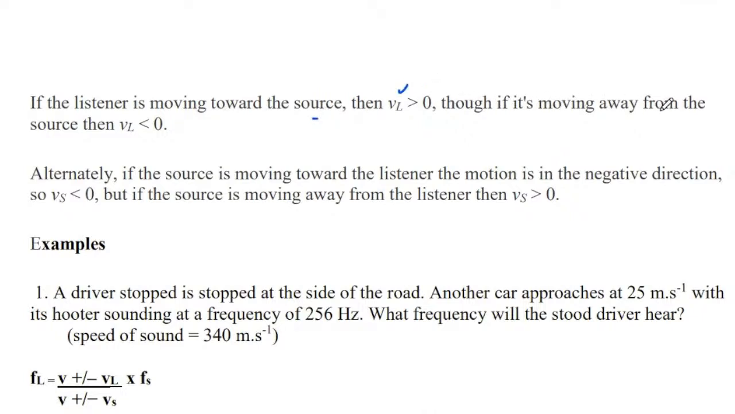Though if it's moving away, then the velocity of the listener is going to decrease, going to be less than 0. Alternatively, if the source is moving towards the listener, the motion is in the negative direction, and so on and so forth.